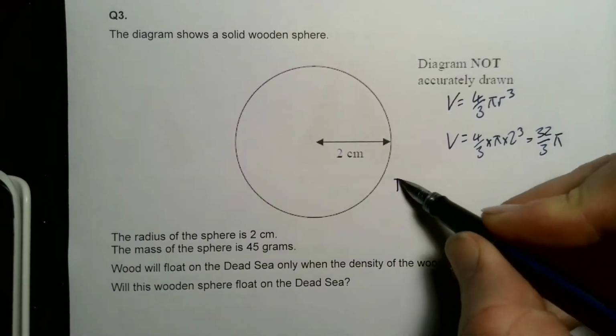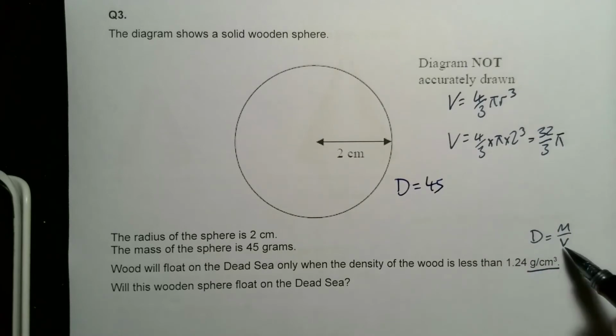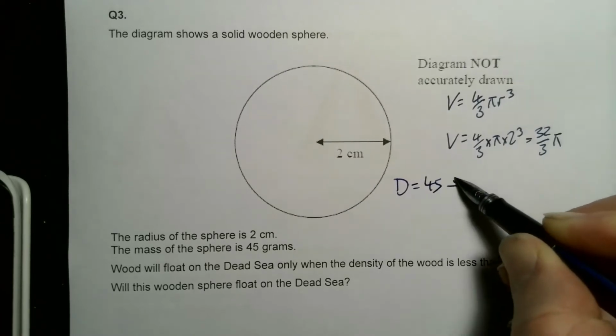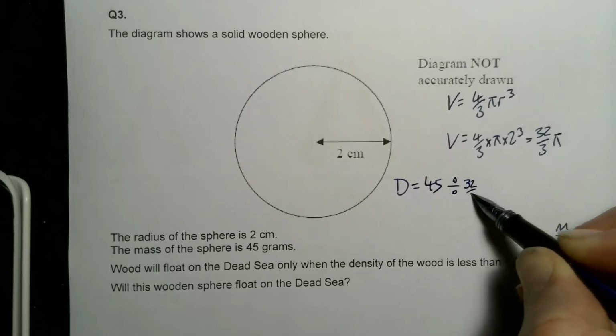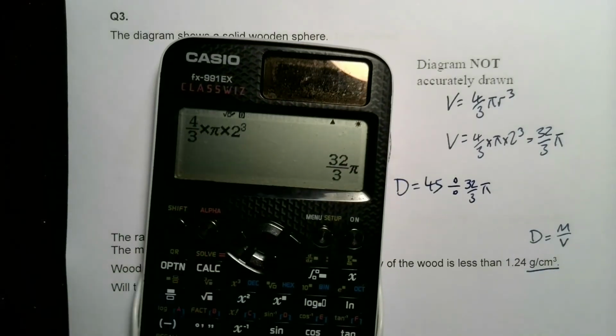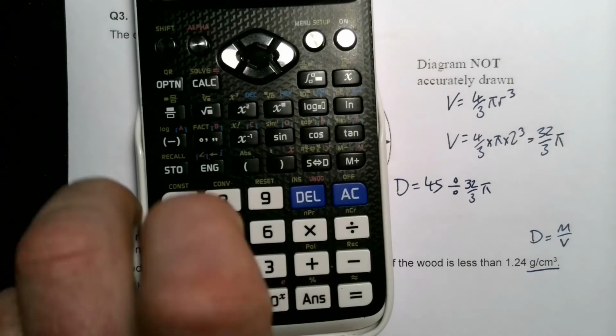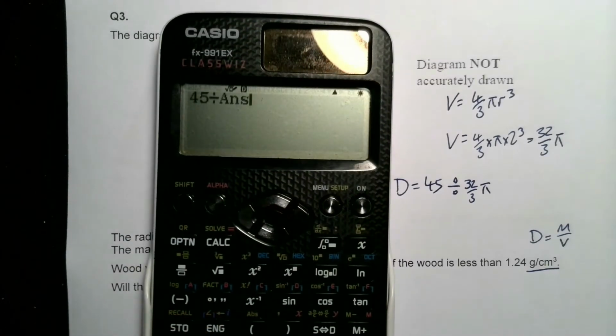So the density is going to be the mass, which is 45 grams, divided by the 32 over 3 pi. Now when I do that in here, I'm just going to do 45 divided by, the calculator remembers the last answer that it gave you. So if I just press that answer button, that will be dividing it by that.